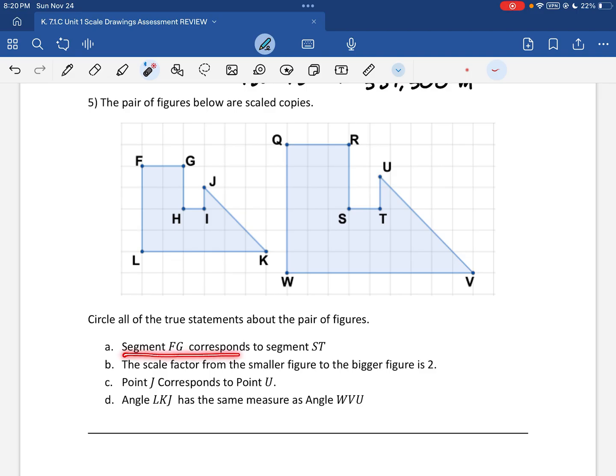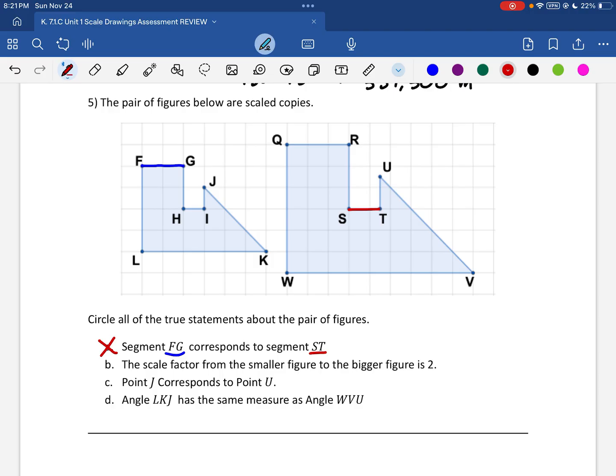Segment FG corresponds to segment ST. So let's highlight those. Here is FG. Does it correspond to segment ST? S to T. It looks like those figures, those line segments that I just drew, are in completely different places in that figure. So no, they are not corresponding segments.